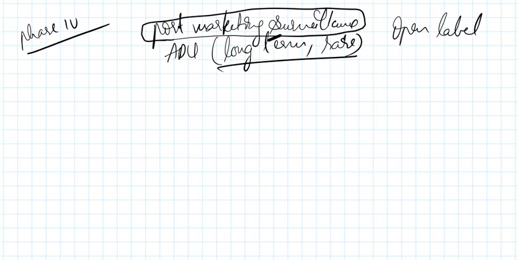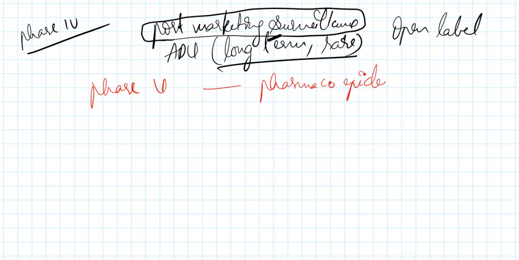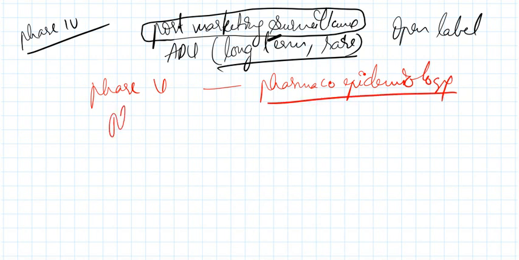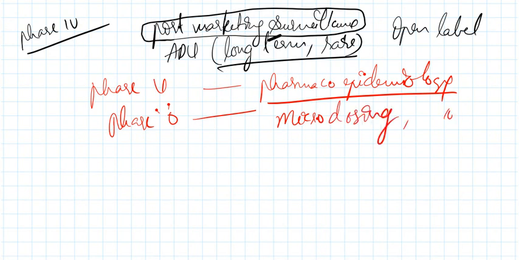Now you have 2 more phases. Phase 5 is also called pharmacoepidemiology. It's not a phase of trial, but it's called phase 5 or pharmacoepidemiology. And there is one more phase called phase 0. Phase 0 is also called a microdosing trial, and the microdosing is 100 microgram. With this we finish the drug trials.